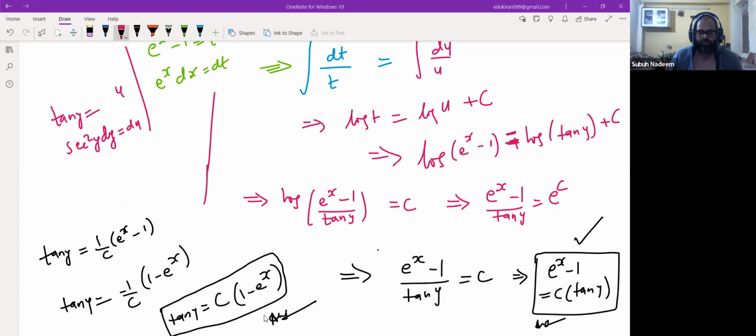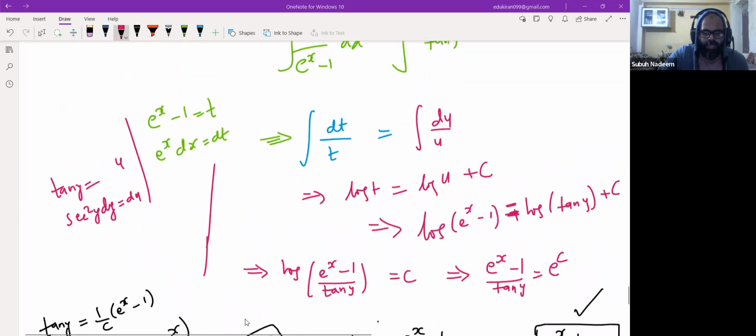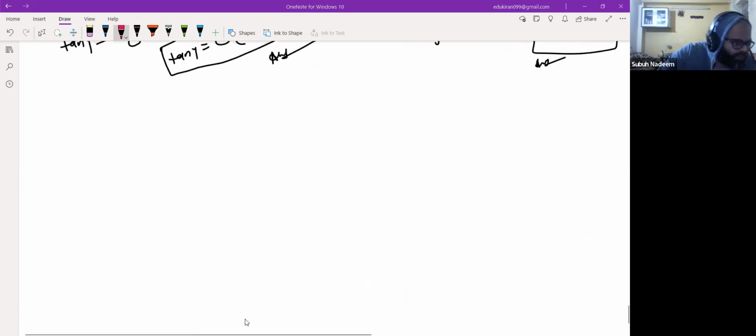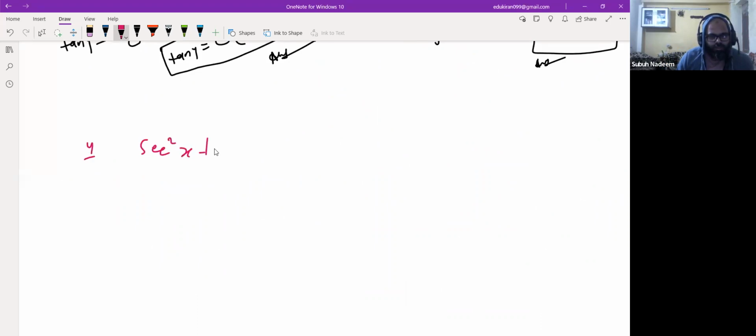Oh, I'm not able to read the fourth one. Fourth one, okay. You have noted it down. Yes, sir. Fourth one: sec square x tan y dx plus sec square y tan x dy is equal to 0.